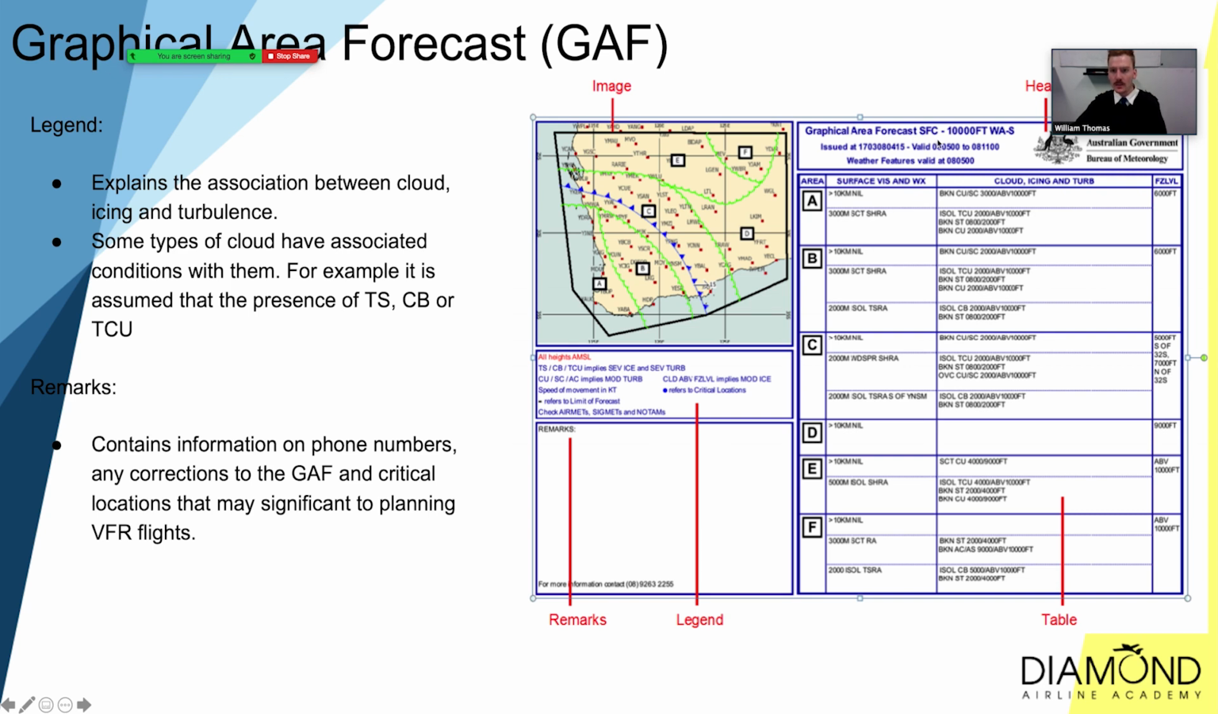Then on the right-hand side, we have the header. So graphical area forecast, surface to 10,000 feet, WA south. And it tells us that this graphical area forecast was issued at, now this is the 17th day of the third, what's that?